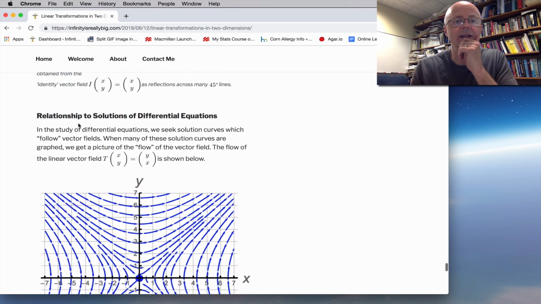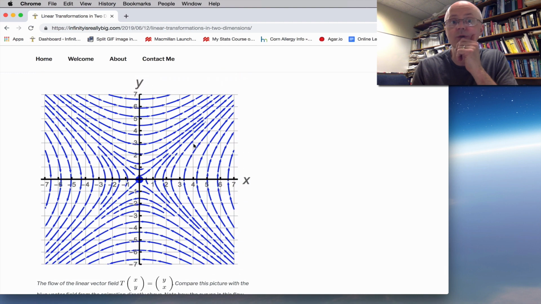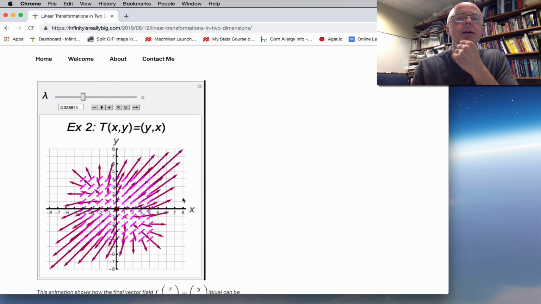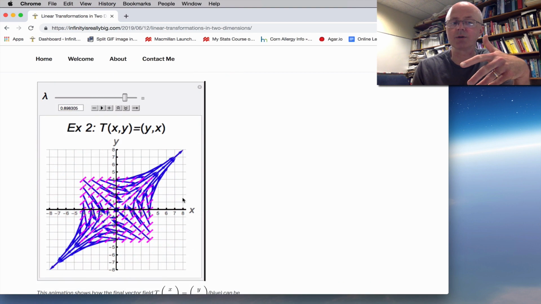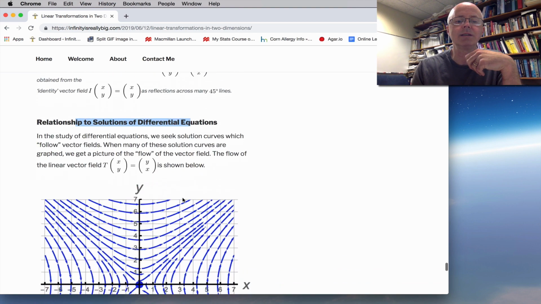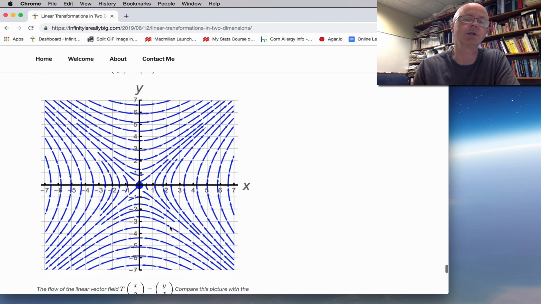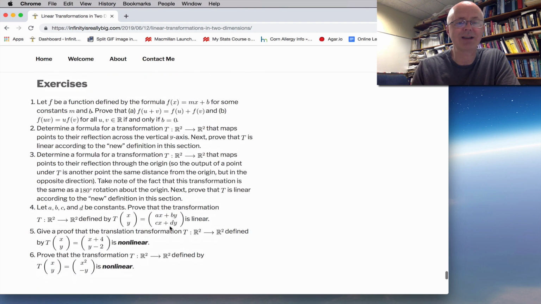It is important. It's related to solutions of differential equations. In the subject of differential equations, you'd find solution curves, which are these curves that you see here, that follow that final vector field that was in blue. If you think about that final vector field in blue and the direction that the arrows are pointing, you see these curves point in the same direction. And these are solutions to a certain system of differential equations related to that vector field. That's the content. I got exercises as usual.